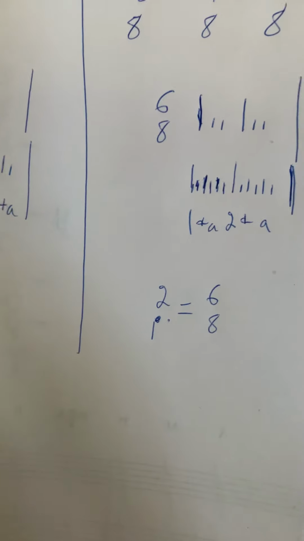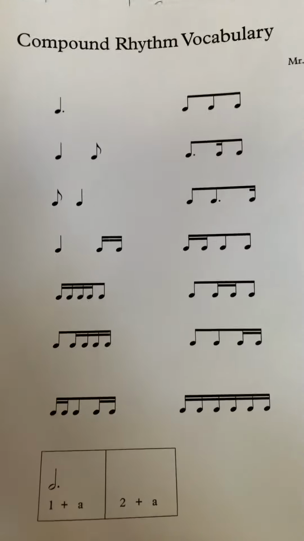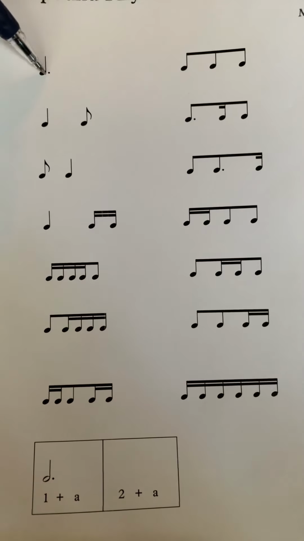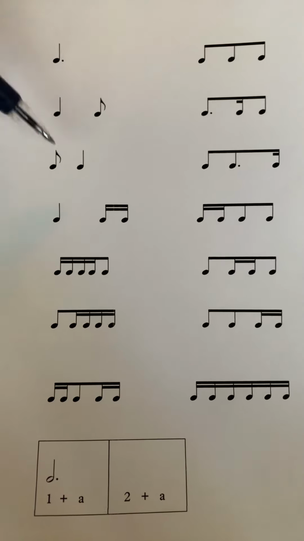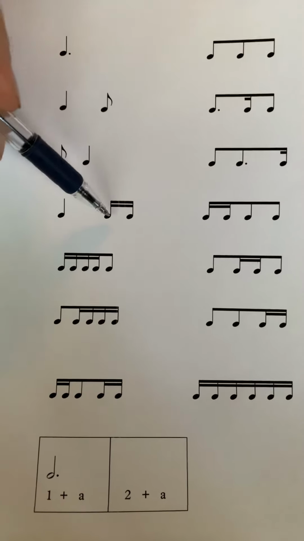So now let's look at our compound rhythm vocabulary. And there it is. There's your main beat. Each of these patterns is worth 1 beat. There it is, 1 and a, but it's all tied. Here's 1 and a. 1 and a. 1 and a.